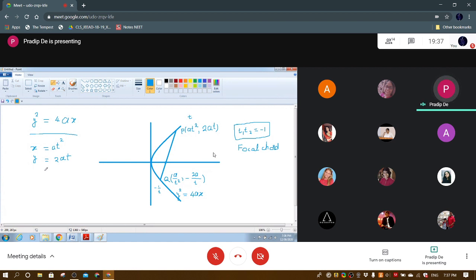For any particular value of t, say t equal to 1, t equal to 1 refers to the point a comma 2a on the parabola. For t equal to 2, t equal to 2 refers to the point 4a comma 4a on the parabola. So for every single value of t, there's a point on the parabola. This way, if this point is t1 and this point is t2, then if it passes through the focus, then t1 t2 equal to minus 1. That is a property of focal chord.